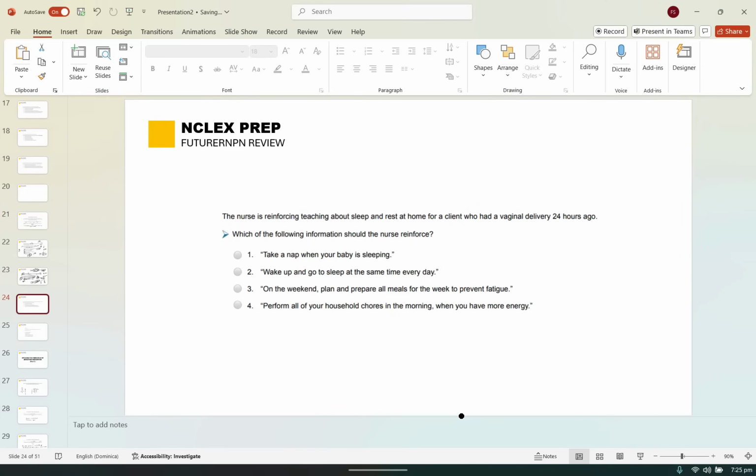Now, let's do this last one. So look at this. This is saying take a nap when your baby is sleeping. So my mindset is like, okay, if this mother doesn't take a nap, the baby is going to disturb. So what I'm thinking right here is that we are trying to get good rest. You can put your statement, what you're thinking.